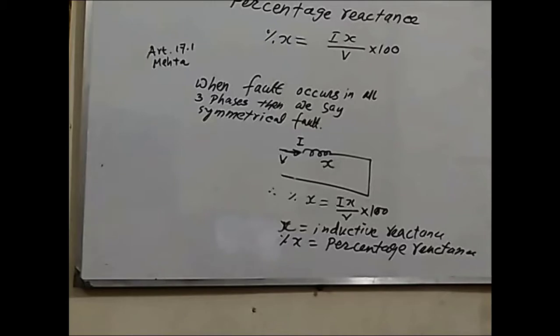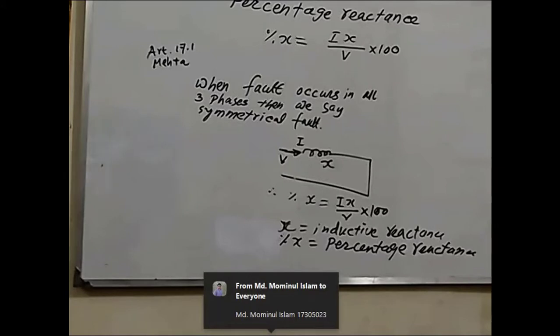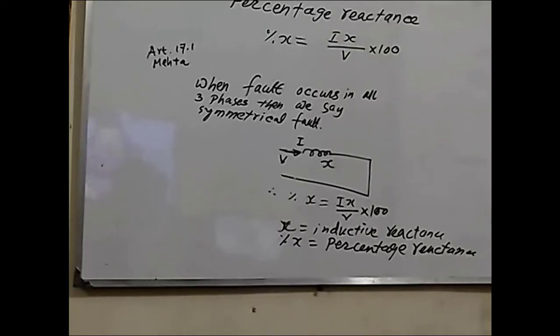Now you see in a transmission line the resistance is very negligible. Only reactance is there. When the reactance is expressed in percentage, it is called percentage reactance. It is defined as Ix divided by V into 100. Percentage reactance equal to Ix divided by V into 100. Now, we will see how the percentage reactance can be expressed.